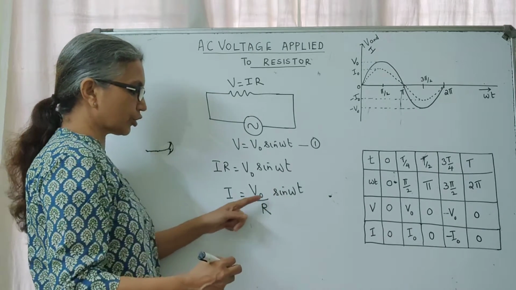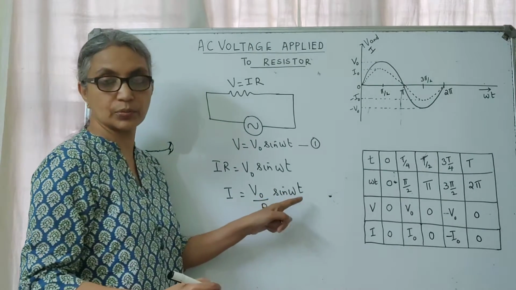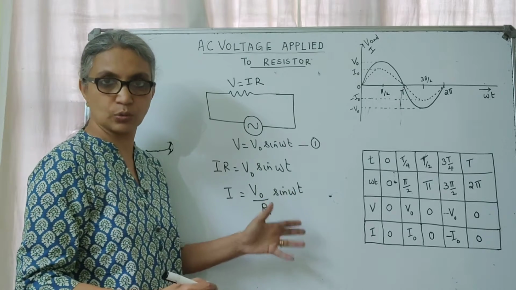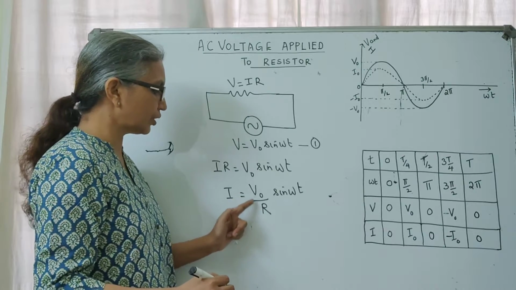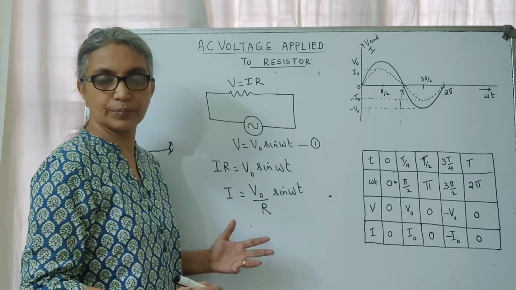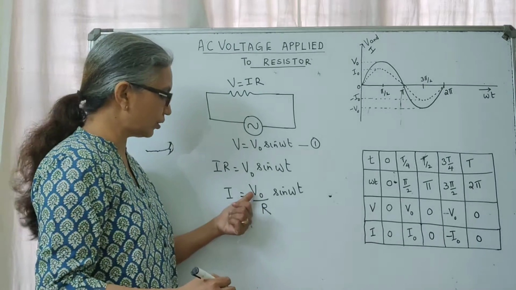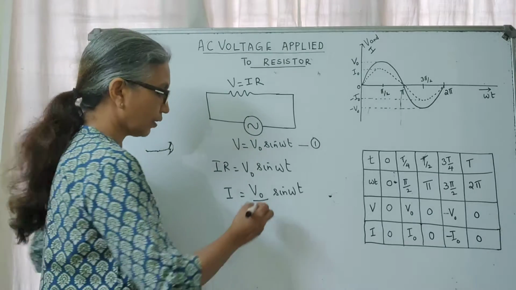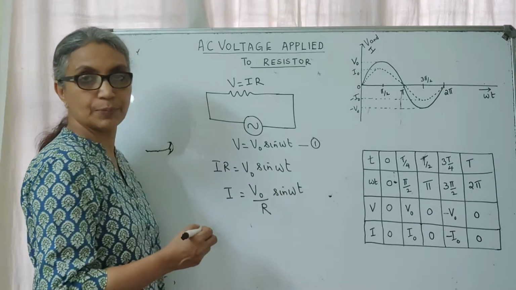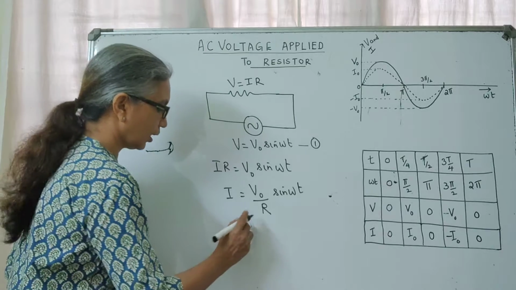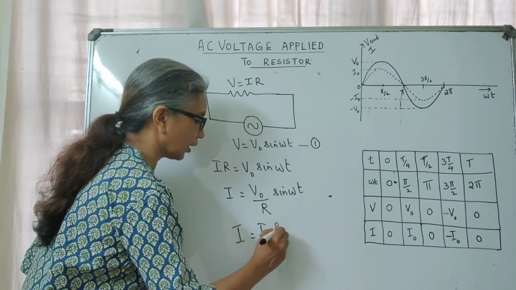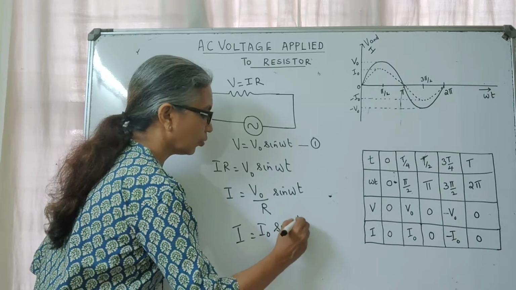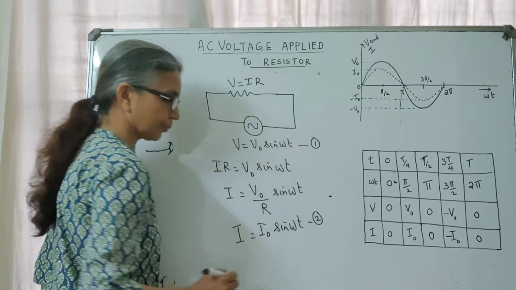Now if you look at this function, the sine omega t will be taking the maximum value 1. Then I will be equal to V0 by R, which is actually the peak value of current. V by R is current I. So since this is the peak value of voltage, this V0 by R represents the peak value of current. And so we may write I equal to I0 sine omega t, which I'll take as my second equation.